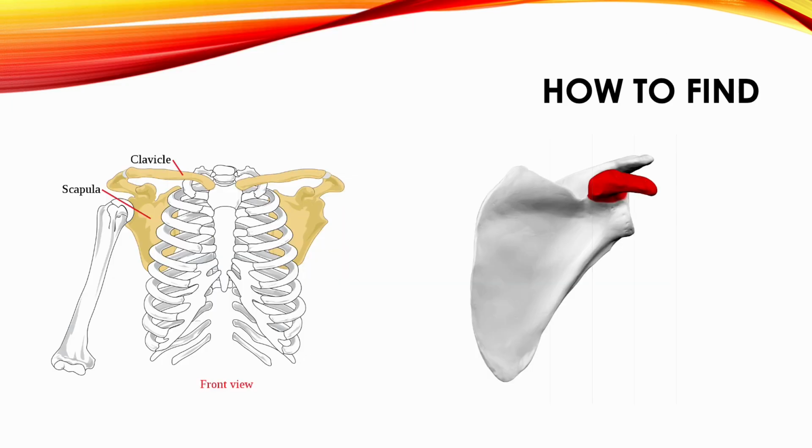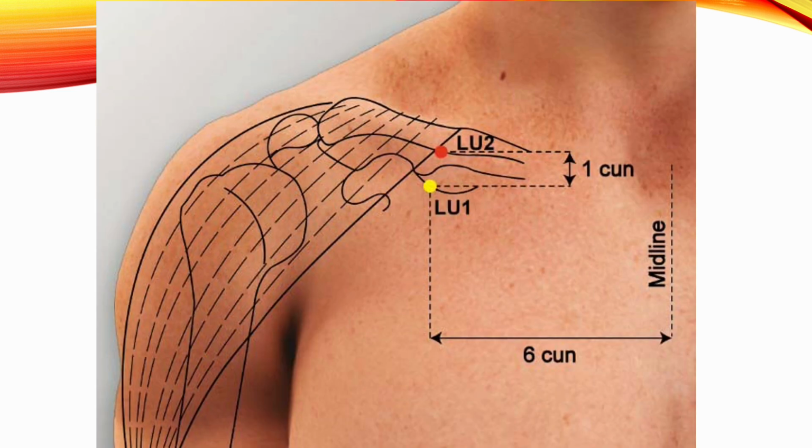How to find it? Find the angle formed by the lateral lower border of the clavicle and the coracoid process within the deltoid muscle. Locate Lung 2 at the junction of the clavicular insertions of the deltoid and pectoralis muscles, the deltopectoral triangle, in the center of a clearly palpable depression in the thoracic wall, 6 Sun lateral to the anterior midline.